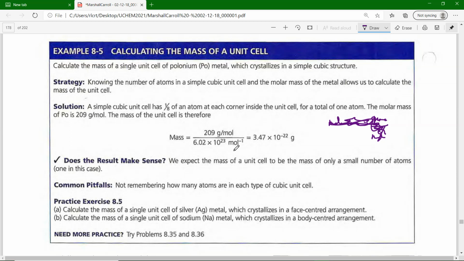So 209 grams. Here's an easier way. We got 1 atom, right? If I had 6.02 by 10 to the 23 atoms, it would be 209 grams, but I don't. I just have 1 atom, so it's 209 divided by 6.02 by 10 to the 23, which gives me how many grams per 1 atom. So 3.47 by 10 to the minus 22.